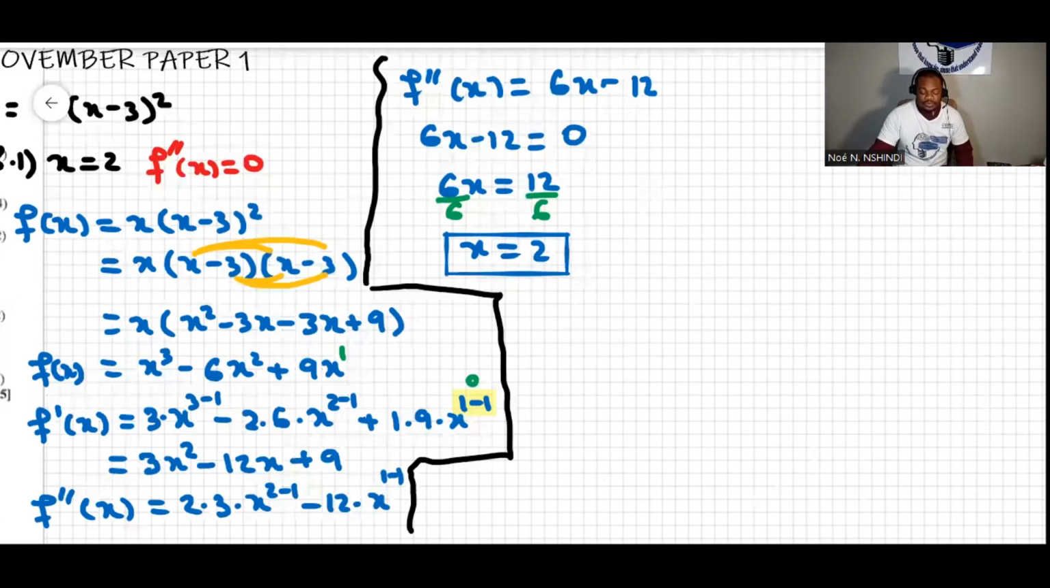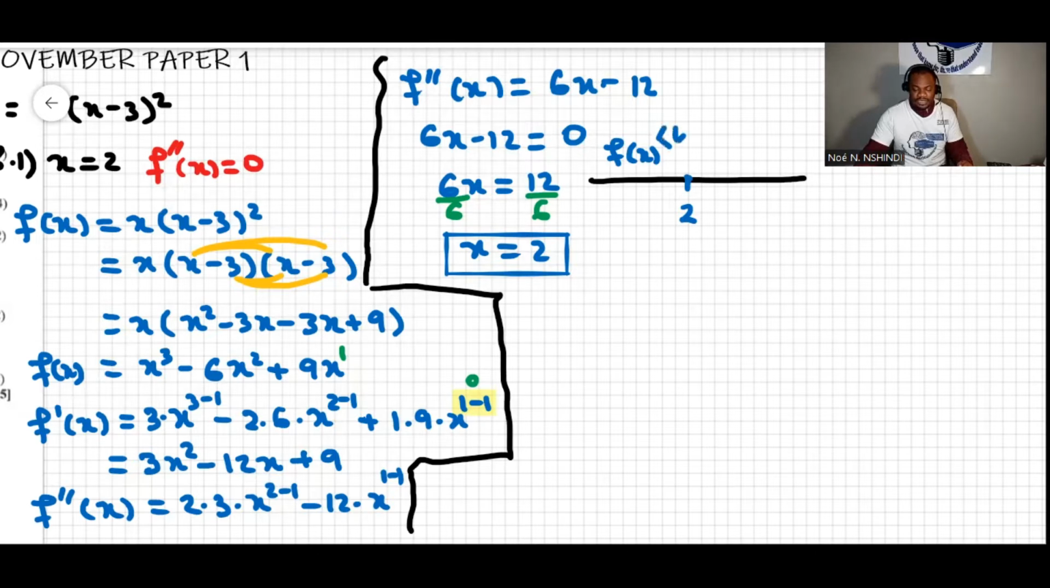So you will see that the point of inflection happens when x is equal to 2. I can prove it this way. If I draw a number line here, for instance, and I place in my value 2, I want to check that the second derivative on the left-hand side of 2 is less than 0, and on the right-hand side is more than 0.